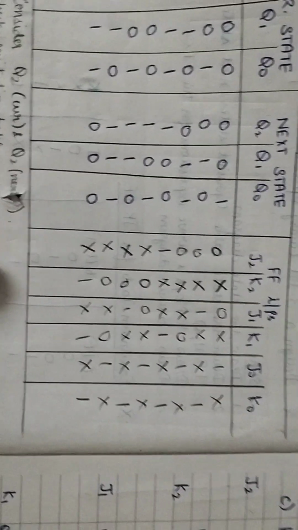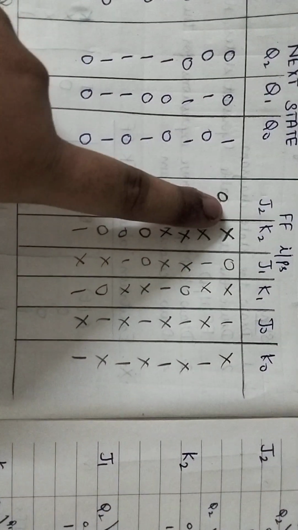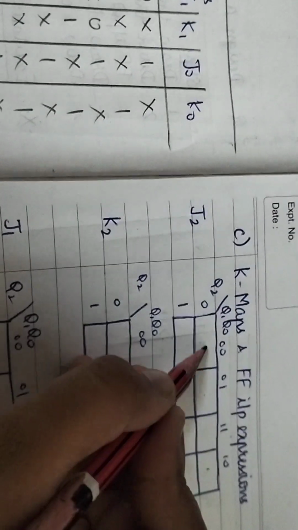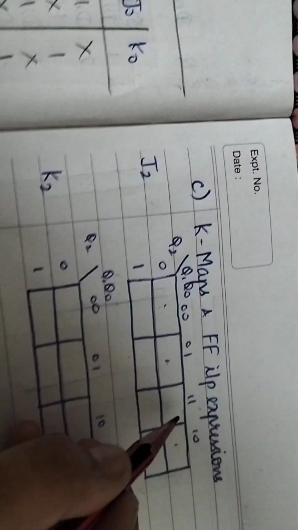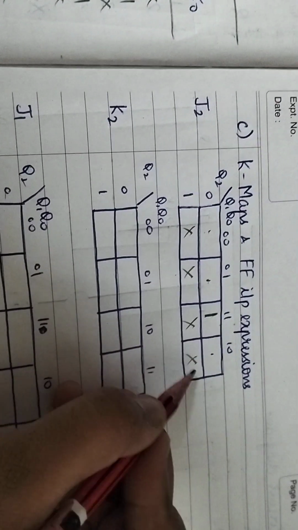Let's go for J2. So J2, for the first 3 values 0, 0, 0, 0, 0, 1 and 0, 1, 0, it's a 0. So this is a 0, this is a 0, this is a 0. We'll leave these. Coming back, 0, 1, 1 is a 1. 0, 1, 1 is a 1. And all others are don't cares. So we mark these as don't cares.